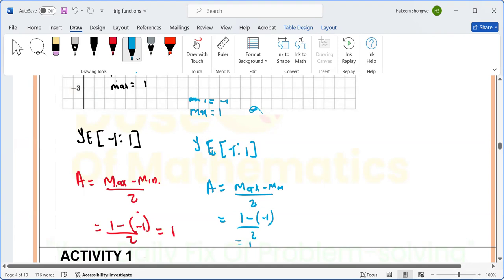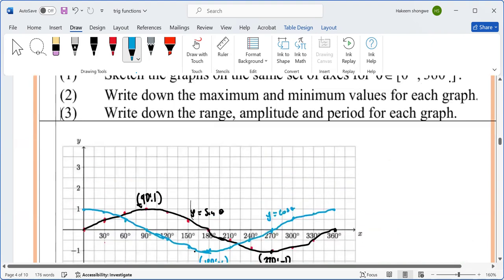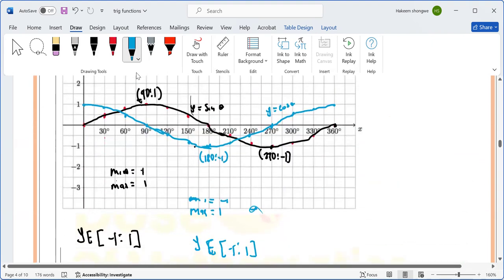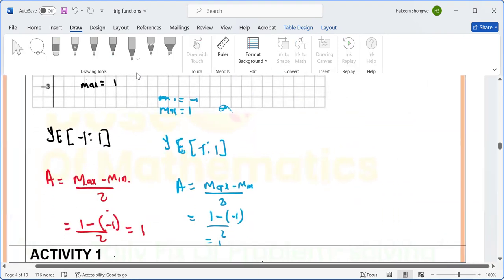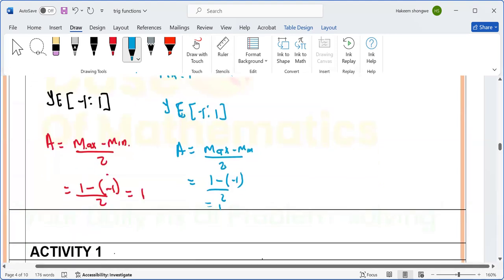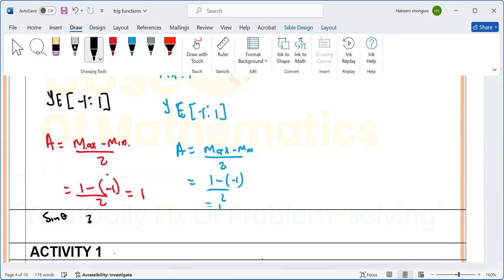Our amplitude here is also going to be 1. Last but not least, they ask us about the period. Adele, can you tell them what the period is going to be here? We spoke about it now. We just said we can get the period of these two. The period of sine theta is 360. The period of cos theta is also going to be equal to 360. And then you're officially done. Let's try this activity then.